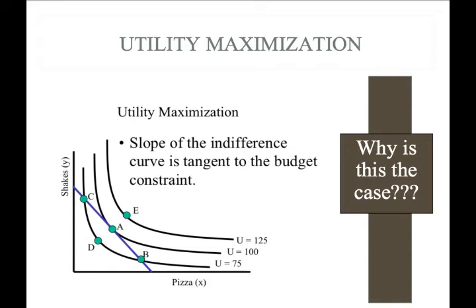And so when we look at utility maximization, we're going to move as far out as we possibly can along these different indifference curves, but we're going to be constrained by this budget constraint. So what we're going to end up with is the slope of the indifference curve being tangent to the budget constraint, so the slopes will be equal here at the point where we're maximizing utility. Why does this end up being the case? Why does it end up being the case that here at point A we are maximizing our utility given this consumer's preferences and their constraints?